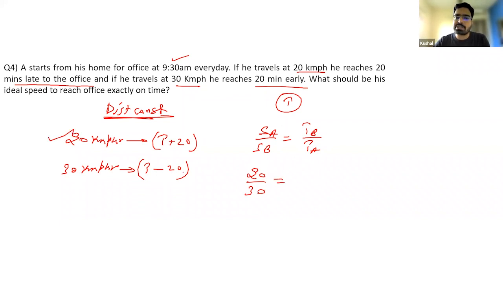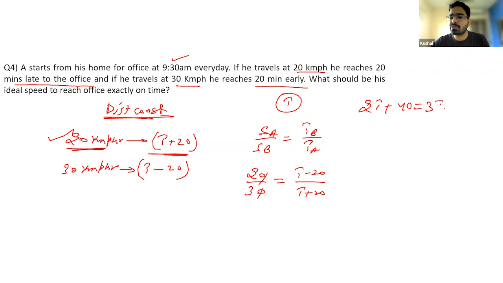So 20 was the speed over here in the numerator, so T plus 20 must be the time period in the denominator. So this should be T minus 20. We have to solve it for the value of T. So let's do this. You will get 2T plus 40 equals 3T minus 60. That means the time period must be 100. And this time period is nothing but 100 minutes.